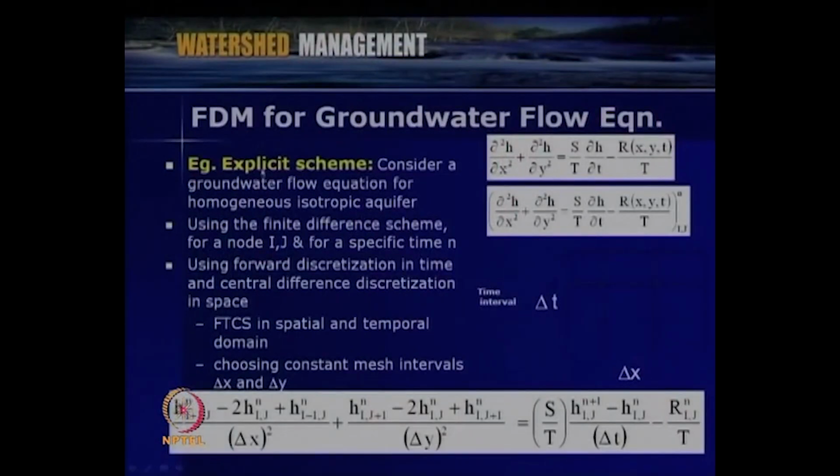So, according to the formulation which we are doing, we can have these various schemes, and then we can transform either the groundwater flow equation or groundwater transport equation using the finite difference method. For example, in this slide the finite difference explicit scheme for the groundwater flow equation is given. If this is our groundwater flow equation in 2 dimensions, for example for confined flow, then in the explicit scheme using finite differences for a node ij at a specific time n, using forward discretization in time and central difference discretization in space, we can derive this system of equations.